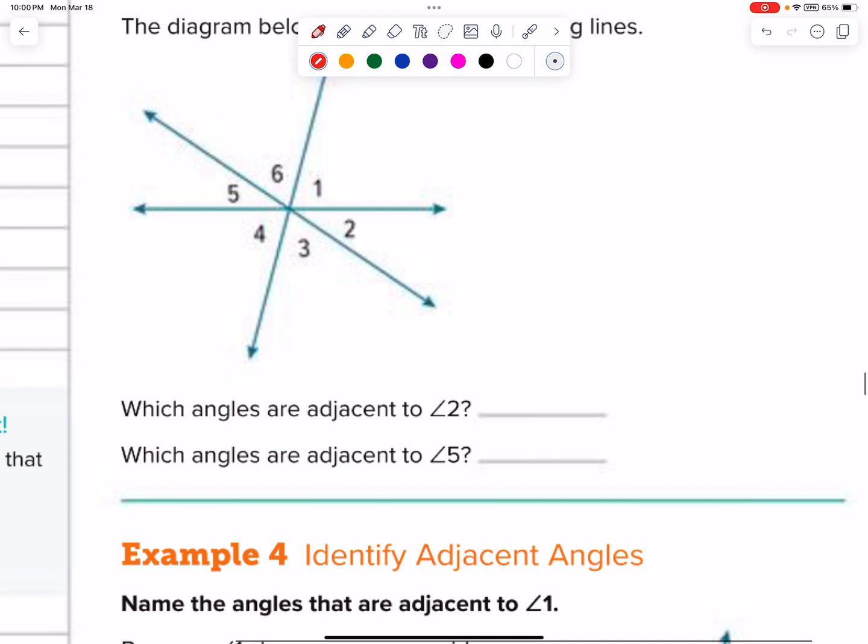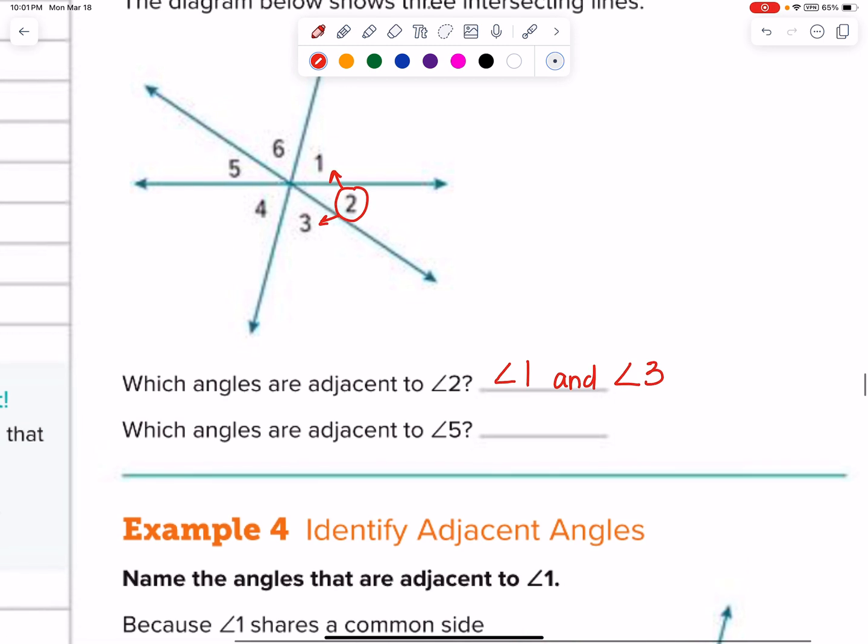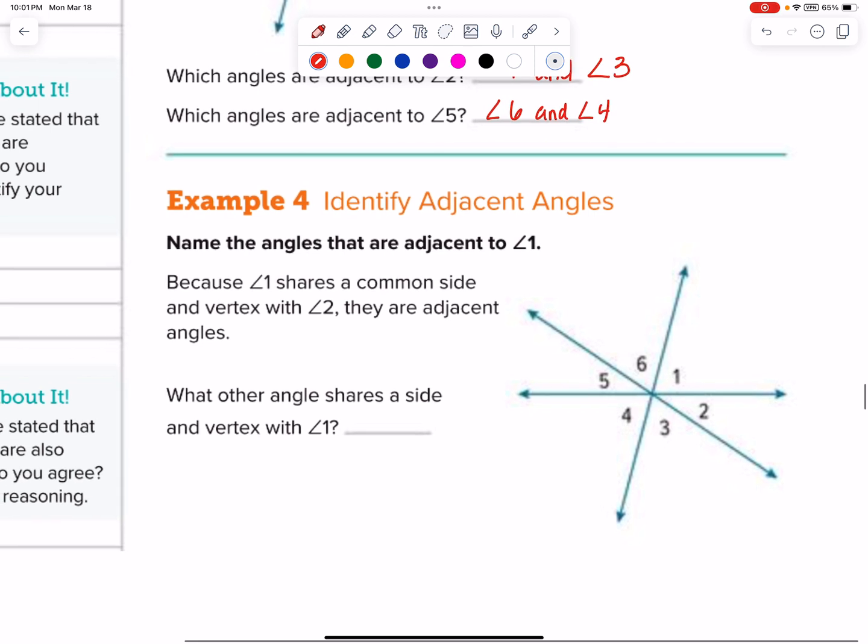So go ahead and take a look at this. Which angles are adjacent to angle 2? So here's angle 2. So what do we have adjacent? We have angle 1 is next to it. And angle 3 is next to it. What angles are adjacent to 5? We have angle 6 is adjacent to 5, right next to it, and we also have angle 4. And there we go. So not bad. Once you learn the words, like I said, I think these are pretty fun.